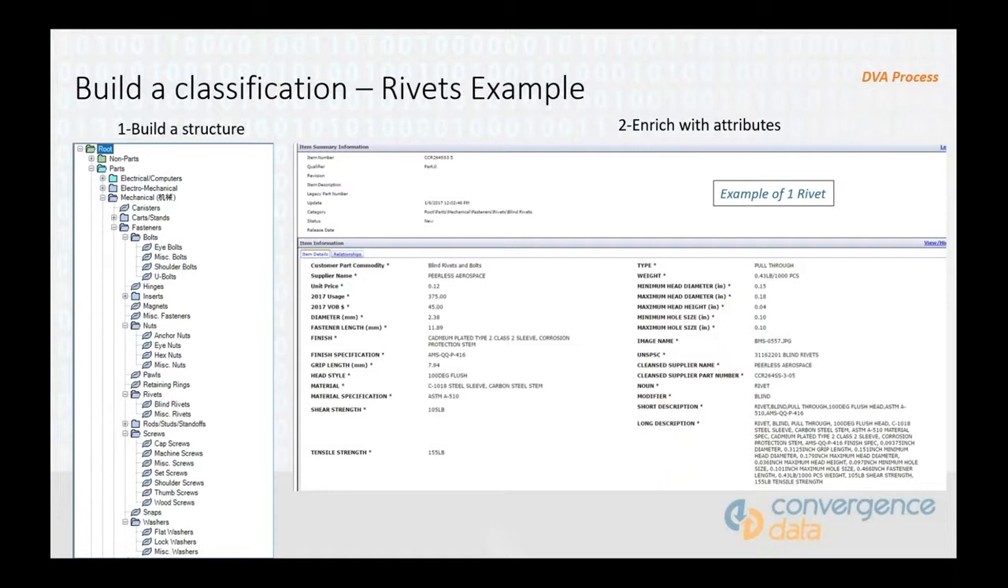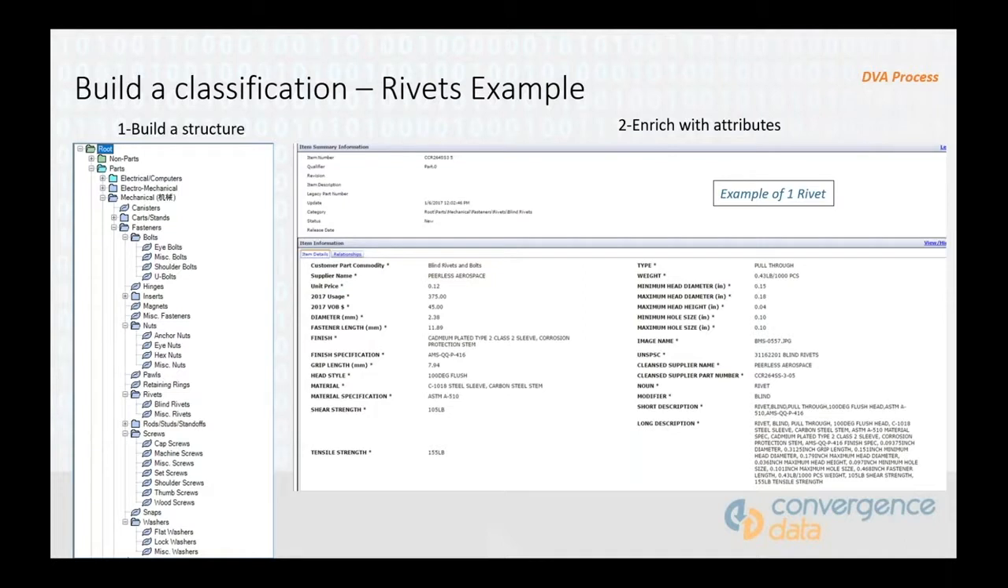So here's one of the first steps: once you've identified the commodity groups that you want to work on, you want to build a classification structure. And we just showed a sample of a classification structure for all the different parts you're working on. And these are just basic mechanical parts. Here's a classification structure that we've derived for a particular, say, company, and you can see the categories and subcategories and lower leaf classes. And then to the right is an example of a single part. And I believe this is a blind rivet.